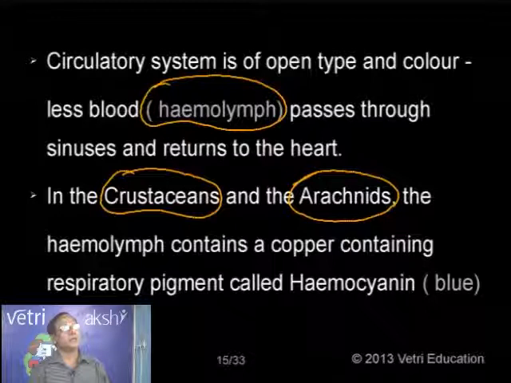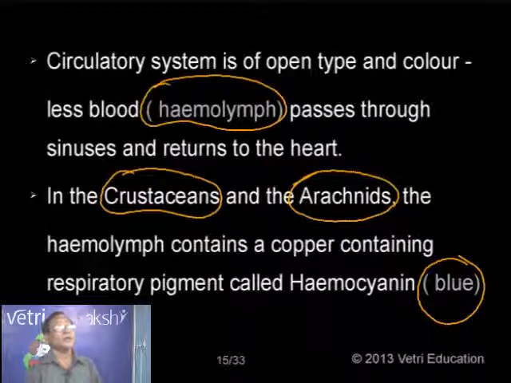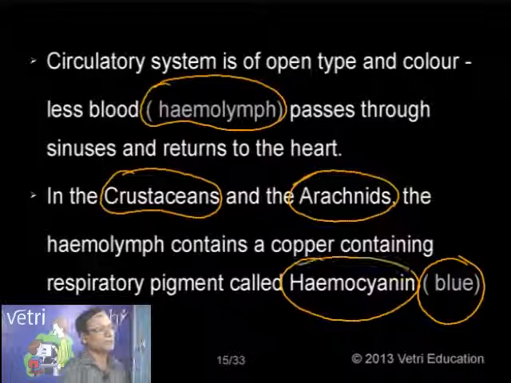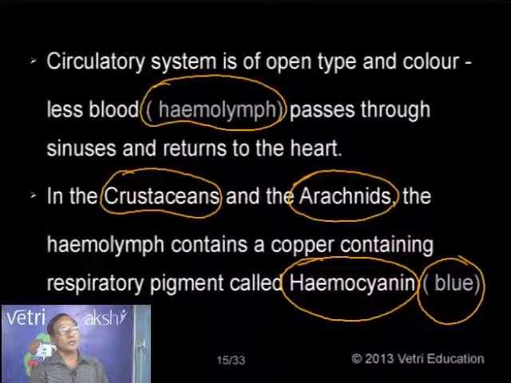Blood is blue in color because they contain a copper containing blue pigment. The name of the copper containing blue pigment is called hemocyanin. So, a peculiar condition. Not only in the case of crustaceans and arachnids of this category, that is phylum Arthropoda, but in the case of mollusca also, the blood is blue in color. So, we have crustaceans, arachnids and mollusca. These groups of animals have a blue pigment containing copper in it and that is called hemocyanin. That is a peculiar condition.